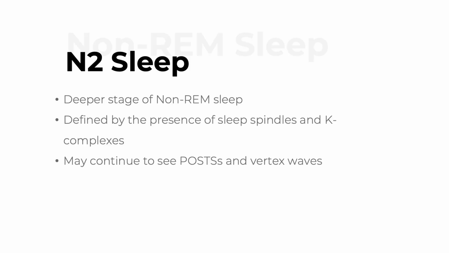All right, so stage N2 sleep is a deeper stage of non-REM sleep, and it's characterized by sleep spindles and K complexes, which are some of the most well-known features of non-REM sleep. You may have seen that before, even in medical school. You may continue to see the positive occipital sharp transients and vertex waves.